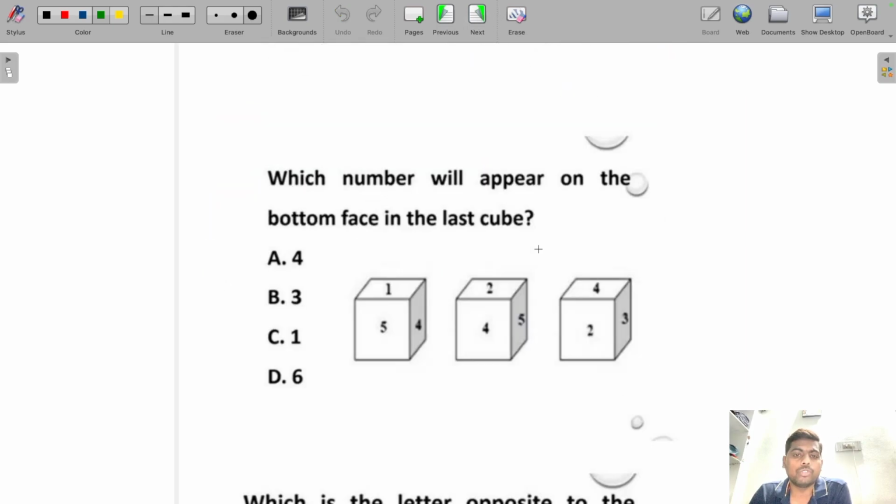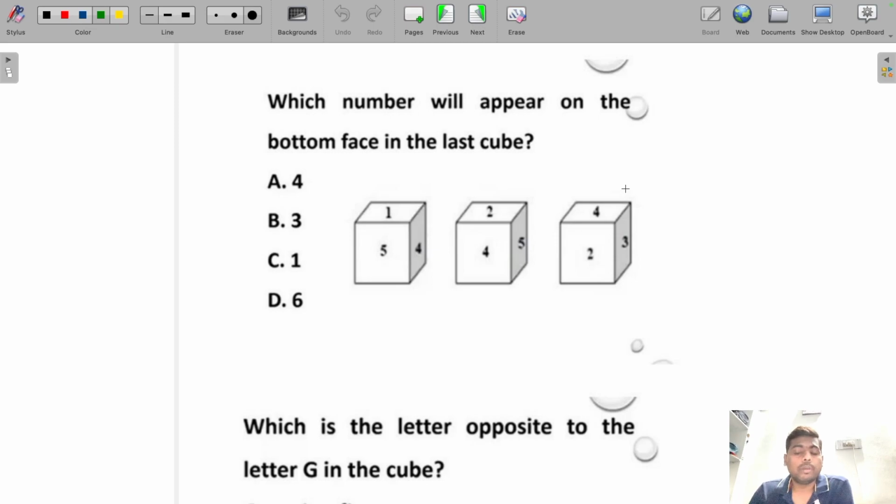Now coming to the next question: which number will appear on the bottom face in the last cube? Indirectly, they are asking what is opposite to 4. In the last cube, the top face is 4, so the bottom face means opposite to 4. If you observe here, between the first cube and the last cube, 4 is common.